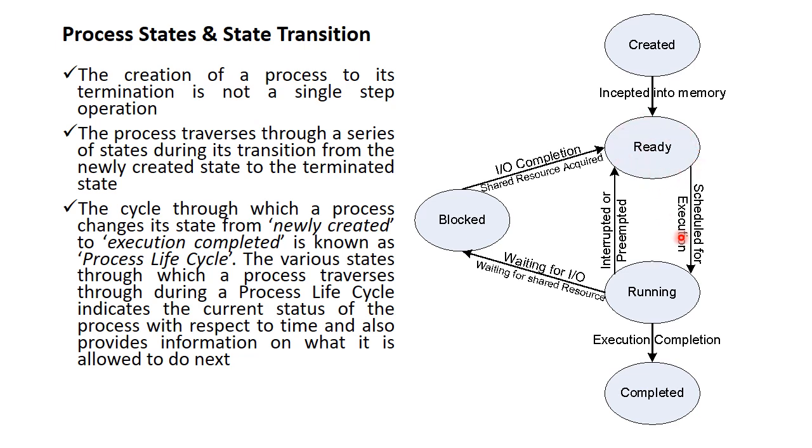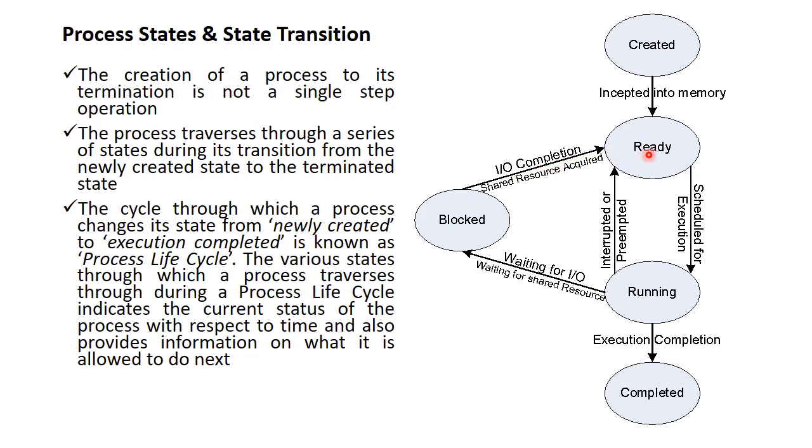Okay, so from the running state, that is the execution state, the next state is the completed state, the completion of the execution. Now from the running state, there is a chance that it will go to the blocked state if it is waiting for the IO resources. And from the blocked state it will go back to the ready state once IO allocation is done, input output resources are allocated.